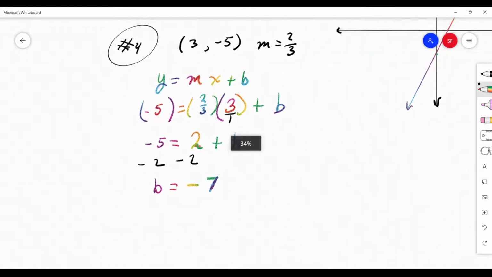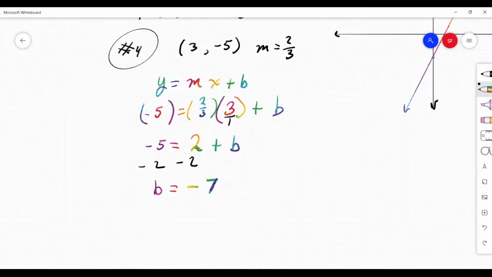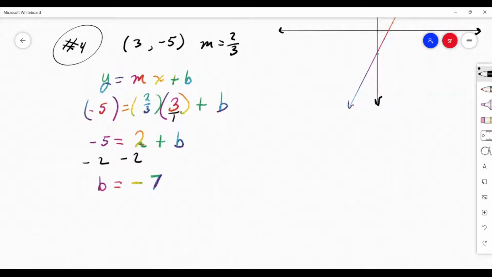Now what, Aiden? Make a new problem? Or should we not do that? Not make a new problem, but... Solve. No, we already solved it. I'll plug the b back into the original. So I can write my answer now, right? So what's my answer now? y equals 2/3 x plus -7.